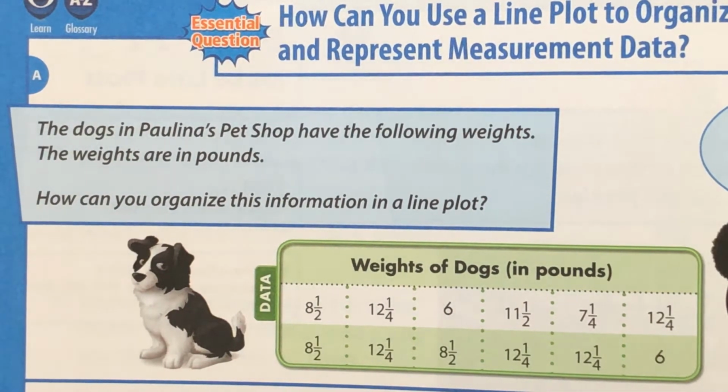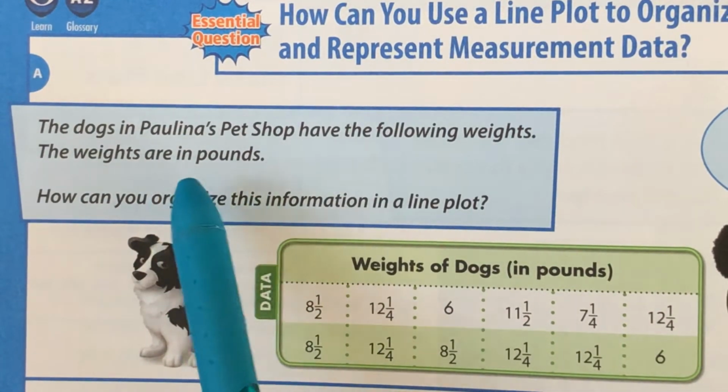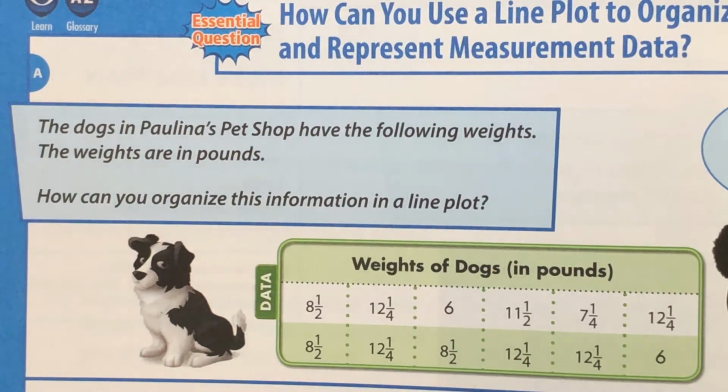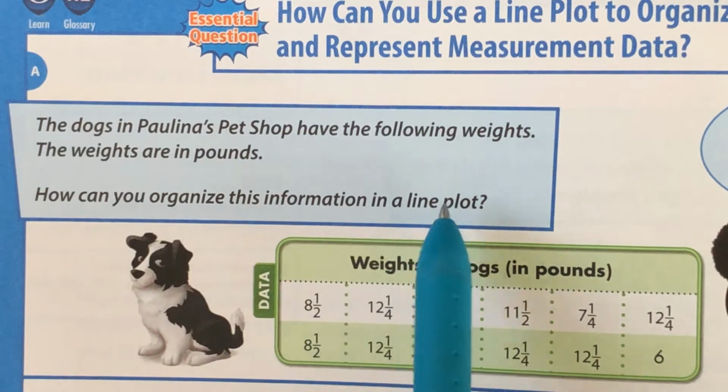Hello, fifth graders. So yesterday we were talking about analyzing line plots. Today we're going to practice actually making a line plot. In this problem it says the dogs in Paulina's pet shop have the following weights. The weights are in pounds. How can you organize this information in a line plot?